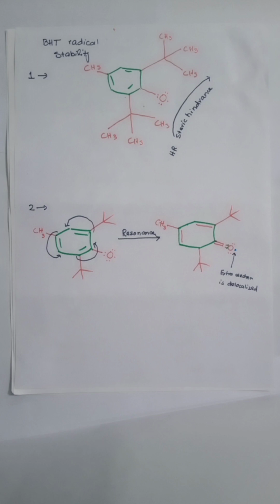This process happens again and again, due to which for most of the time the valence shell of the oxygen atom remains full, and the possibility of attack of any species on the BHT radical is eliminated. Hence, the BHT radical is stable due to two strong reasons.